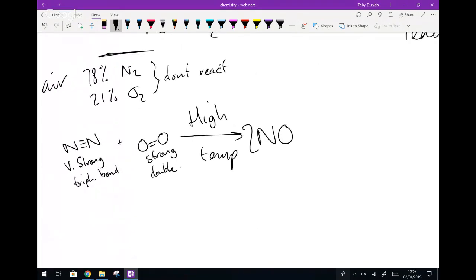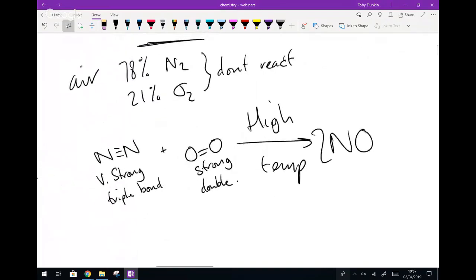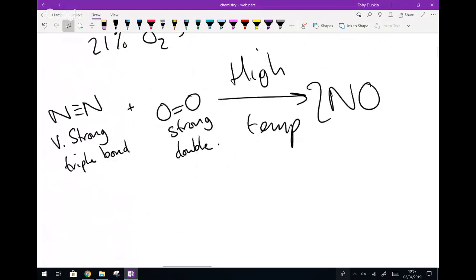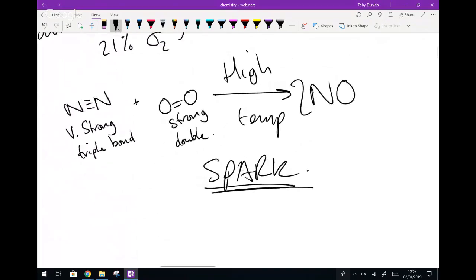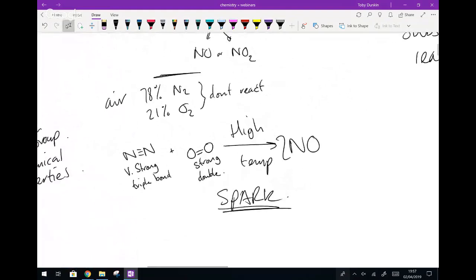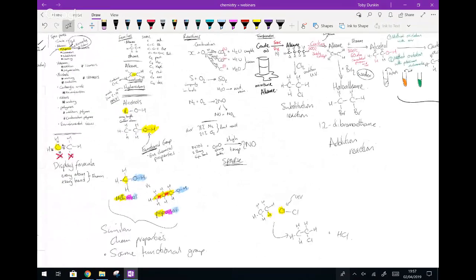Cars do get hot enough to achieve that. And that's one of the marking things for Edexcel. Nitrogen oxides are produced in car engines because the temperature is high enough to get nitrogen and oxygen to react. It actually requires more than that in a car engine. It actually requires a spark. Those people going to A level, high temperatures isn't enough. You have to say it happens at the spark plug because you need lightning to split that bond. It's very, very tough. But at GCSE, you need high temperatures.